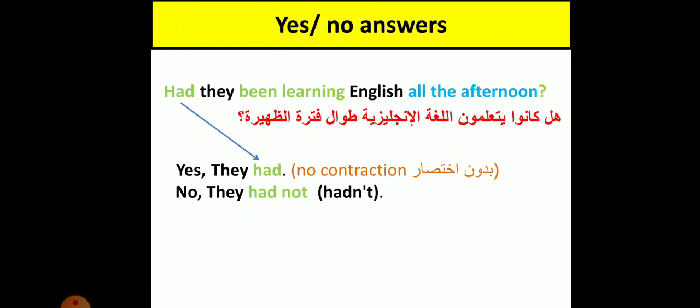Yes, no answers. Had they been learning English all the afternoon? Yes, they had. Okay, so here we use the first auxiliary verb to get the short answer. But here we don't use the contraction. Okay, so no contraction. No, they had not, or no, they hadn't. Here we use the contraction. Okay?